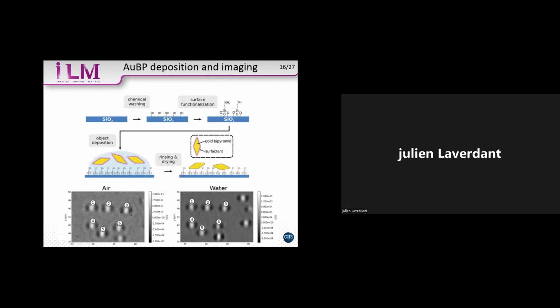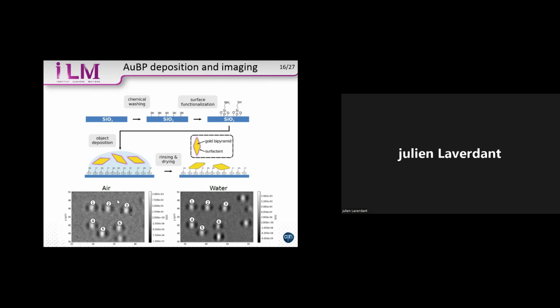So here are the results. The samples are obtained like this. We take a glass substrate, glass cover slips, that everyone uses. We do some chemical treatments, mostly surface functionalization. We put some silanization on the substrate. And we make a drop of the gold bipyramids onto the substrate, so they stick through the ligands, the surfactants, onto the silanization. So you have gold nano-bipyramids stuck near the surface.